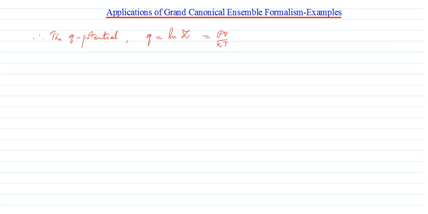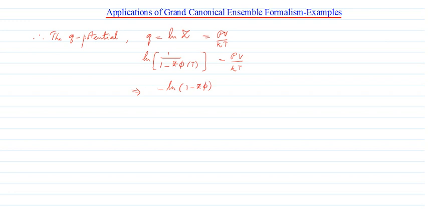So I can write Z as 1 divided by 1 minus the fugacity Z into phi of t. So you have to take the log of this one, which is equal to, once again, PV by KT, on the right side. Let's modify this again. How? Log A by B is log A minus log B. So this reduces to minus log, minus log 1 minus Z phi of t.